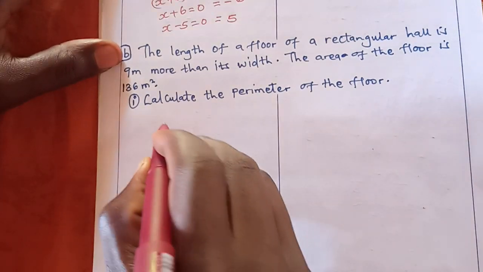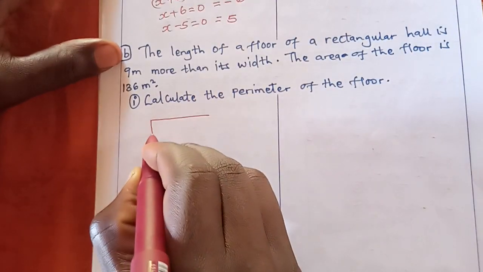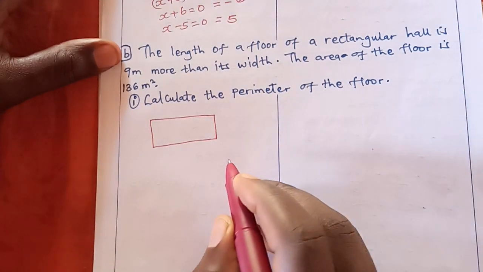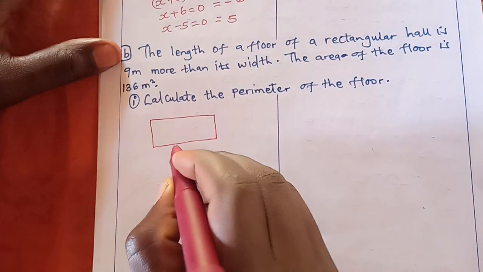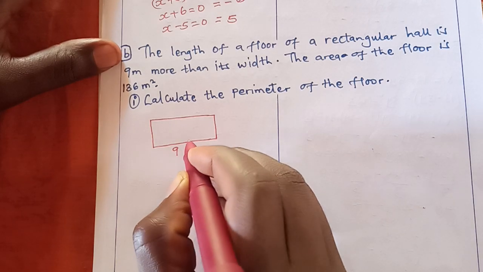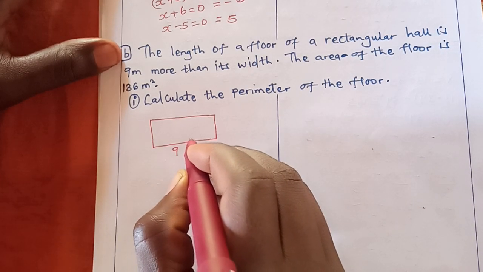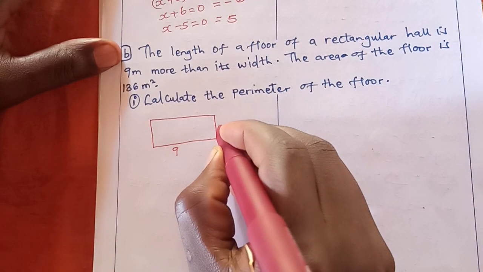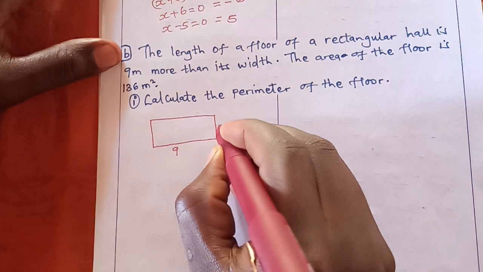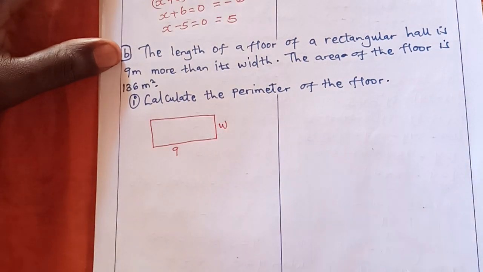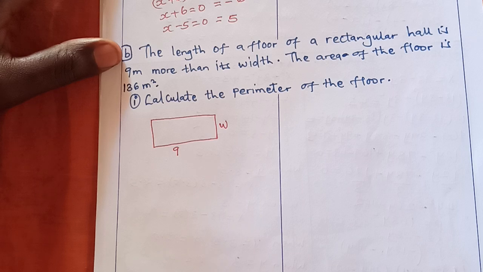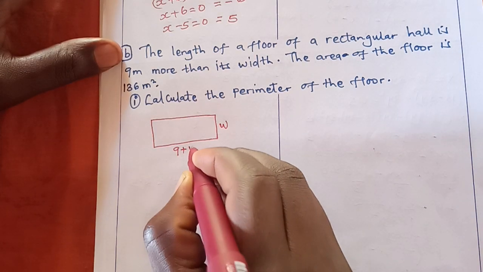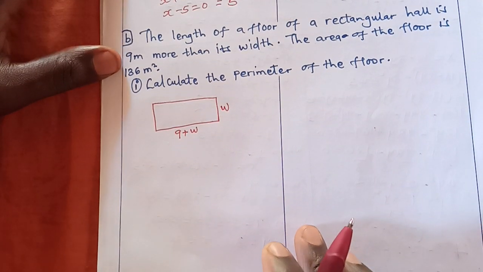Now they have told us that the length of the floor, let us have the floor like this, is 9 meters more than its width. Let us call the width W. Now the length is going to be 9 meters more than the width, so the length is 9 plus W.